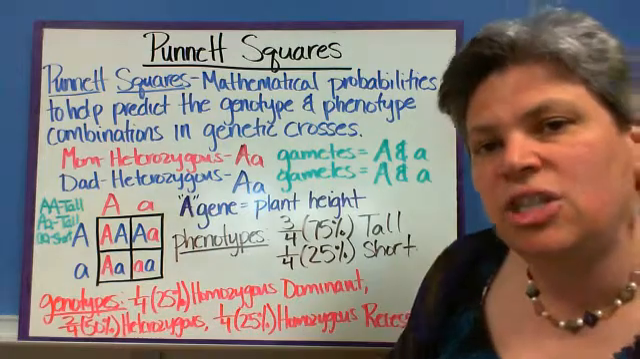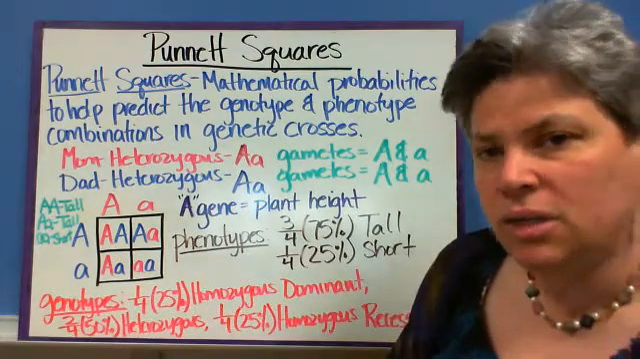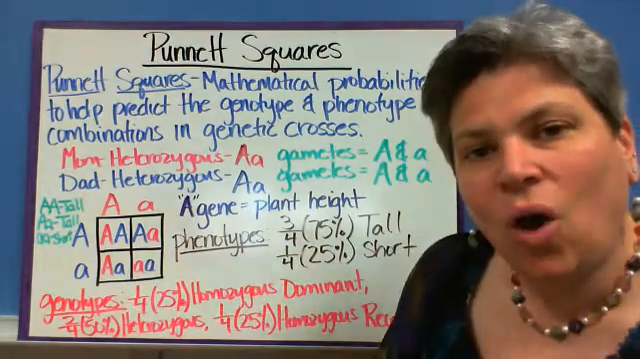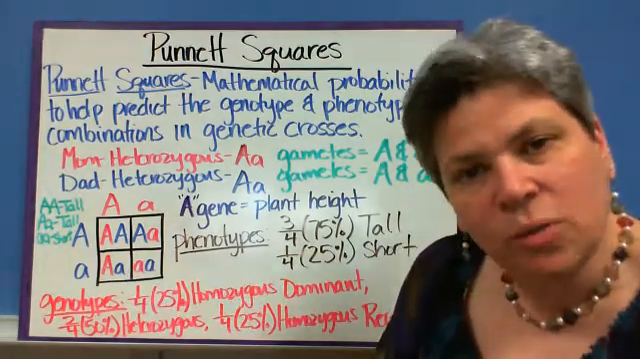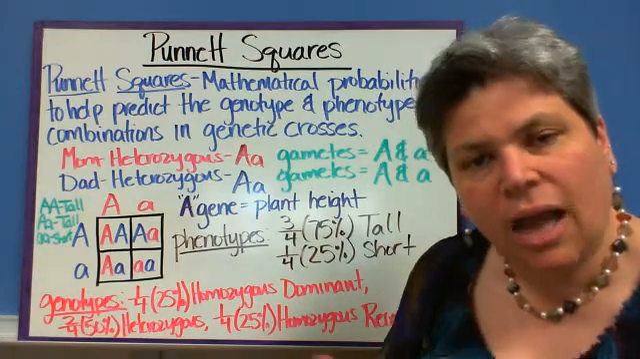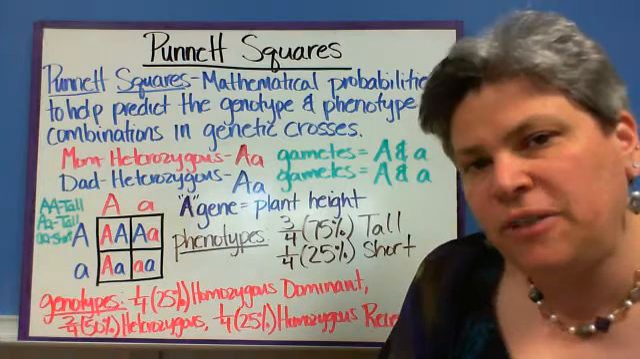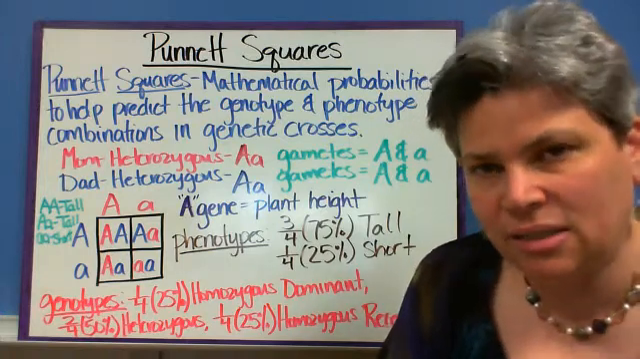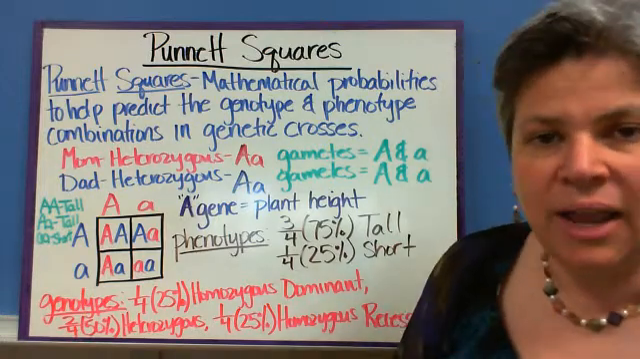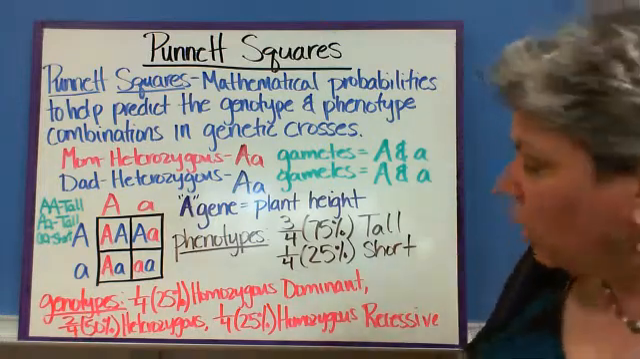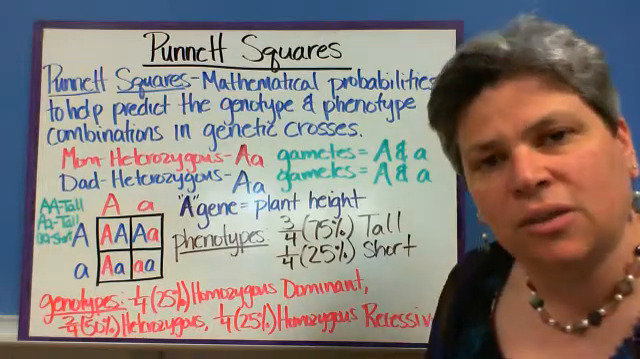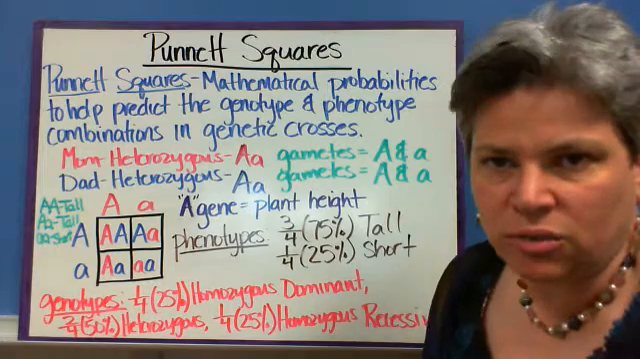Now let's look at the genotype. With the genotype, I would have 1 out of 4, or 25%, homozygous dominant. Homozygous because they're the same, dominant because they're capital letters. I would have 2 out of 4, or 50%, as heterozygous, hetero because they're different, capital and lowercase. And then finally I'd have 25%, or 1 out of 4, homozygous recessive. Again, homozygous because they're the same, recessive because they're the lowercase letter.